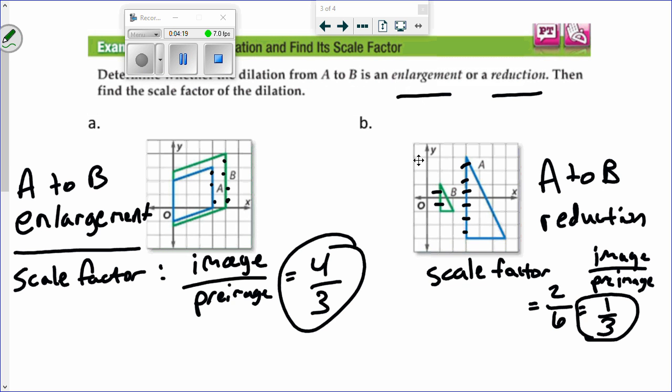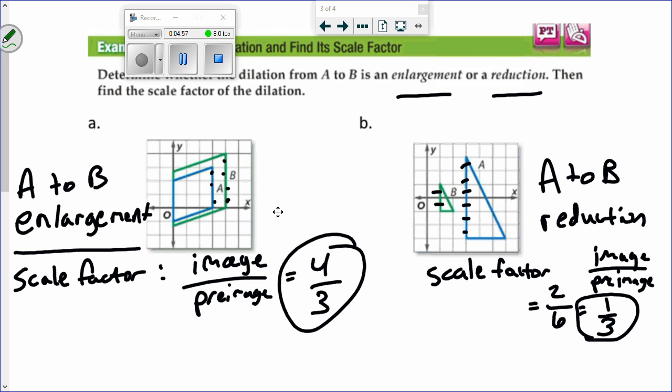We do similar work in B. Example B here, we've got triangles. If we're checking from A to B, A is much larger than B, so this must be a reduction from A to B. A was reduced to produce the image B. For the scale factor, again, we match some corresponding sides. These will be easy to count on distance when required. This side on B is 2. The corresponding side on A is 6. So the scale factor is 2/6, which we can reduce to 1/3.